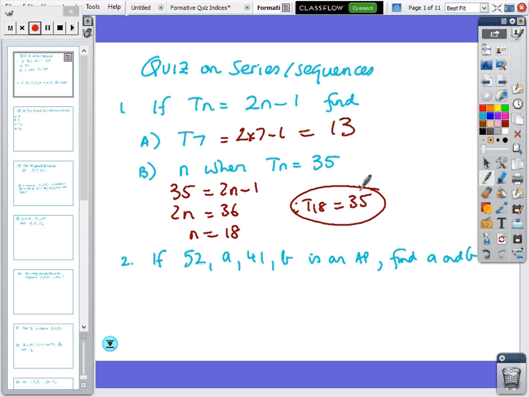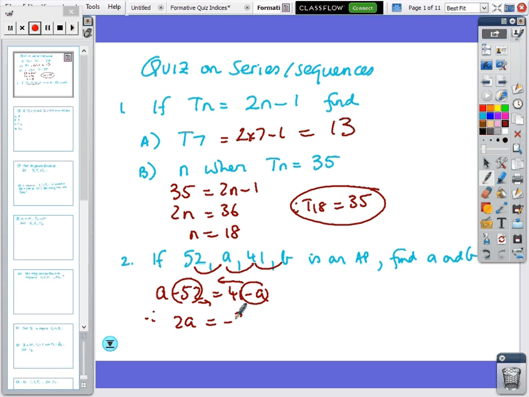Okay, that's an AP, find A and B. So that difference is the same as that difference, is the same as that difference. So I'll start again. A minus 52 equals 41 minus A. A's go across, numbers go that way. So 2A equals negative 9, so A equals negative 4.5.